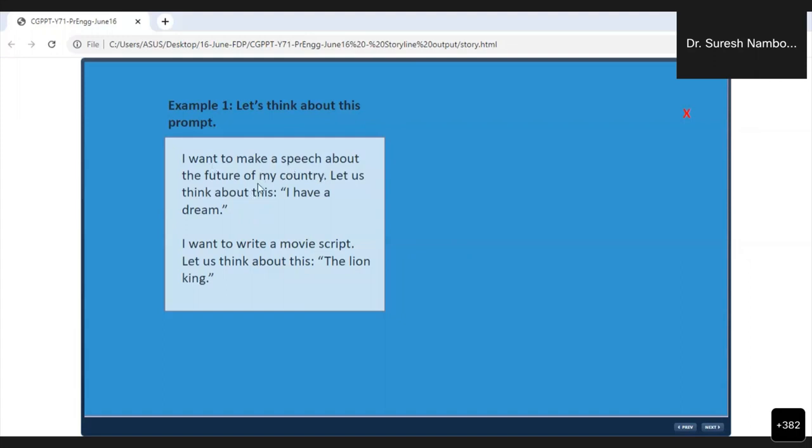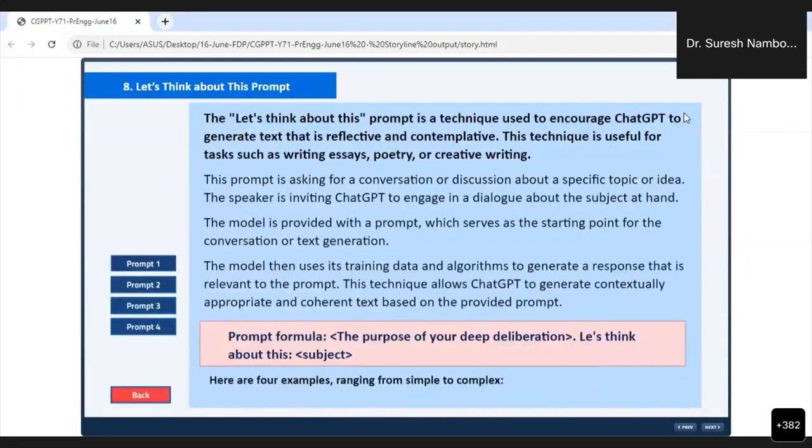I want to make a speech about the future of my country, India. Let us think about this: I have a dream. In the same style, it will make a very good speech for you about India. Another one: I want to write a movie script. Let us think about this: The Lion King. We are indicating to ChatGPT what is inside our mind.